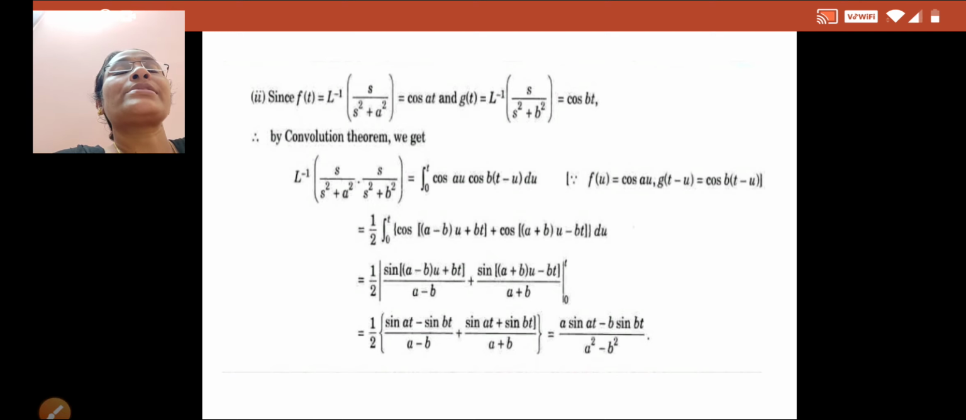In the next session, we solve ordinary differential equations using Laplace transforms.